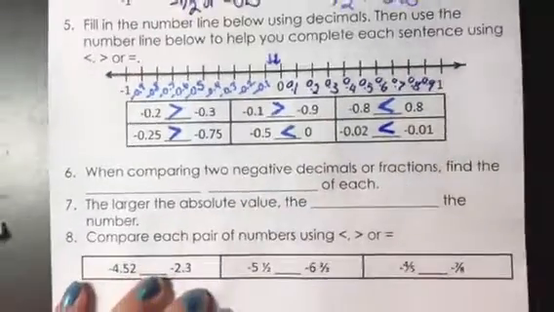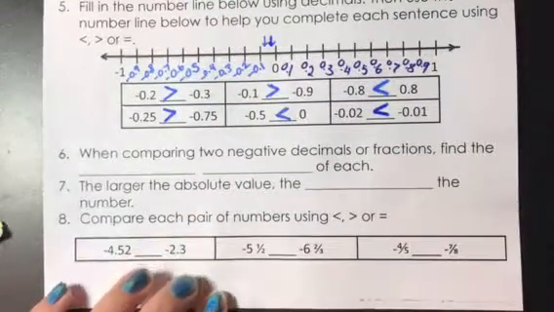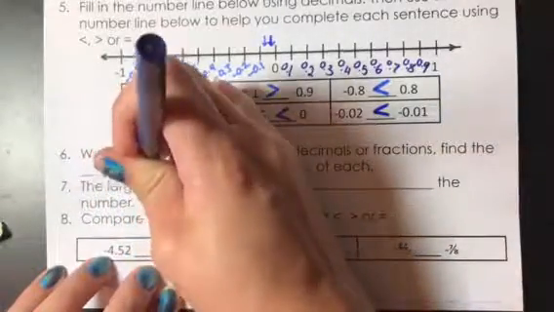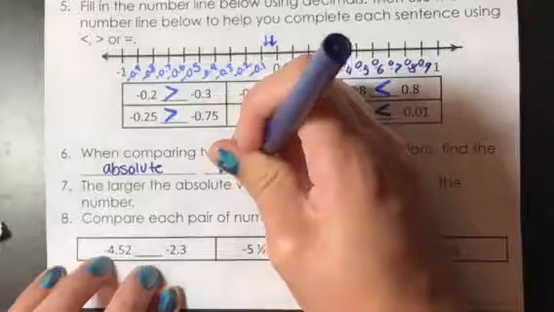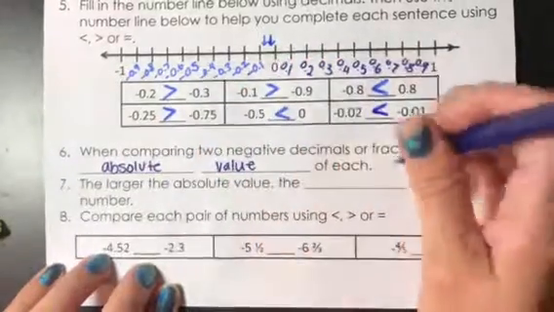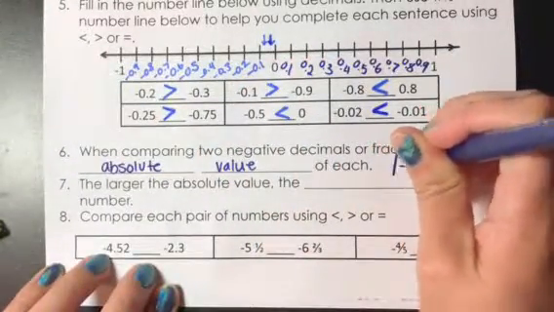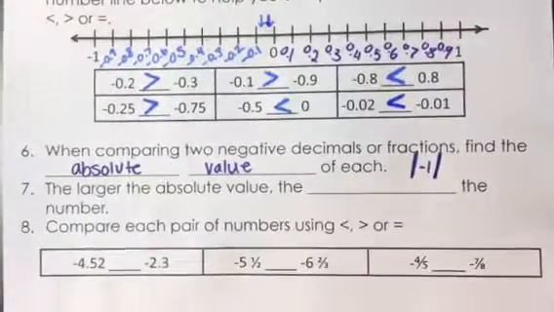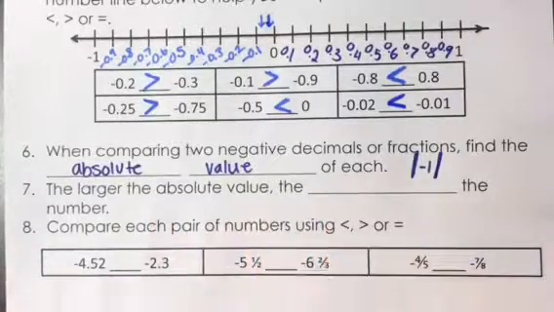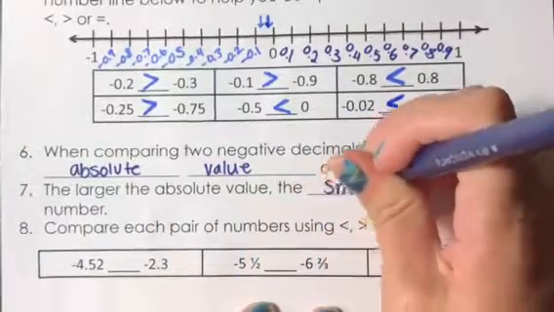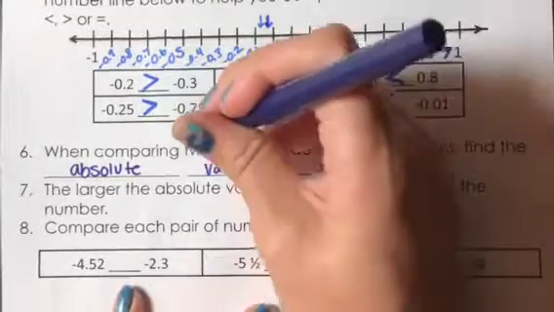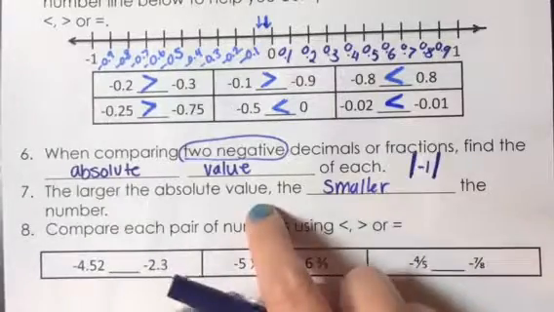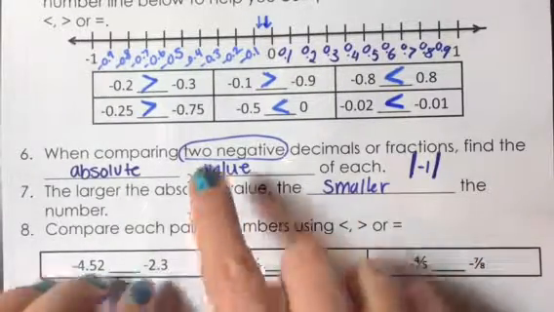When comparing two negative decimals or fractions, you need to find the absolute value of each. Remember, absolute value had these symbols, like |-1|, the two long symbols, kind of like parentheses. The larger the absolute value, the smaller the number is. Now remember, it's when they're both negative. So it's like it's asking about its opposites. So both the numbers are negative.